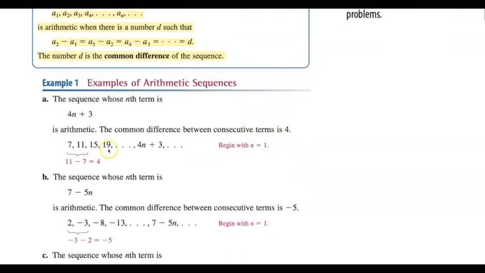Here are some examples of arithmetic sequences. 4n plus 3, if you see something like that, that's an arithmetic sequence. The first term, plug in 1, you get 7, 11, 15. We're adding 4 every single time. You can tell that by the number next to your n, the slope. Arithmetic sequences are linear terms, so you have your slope right there.